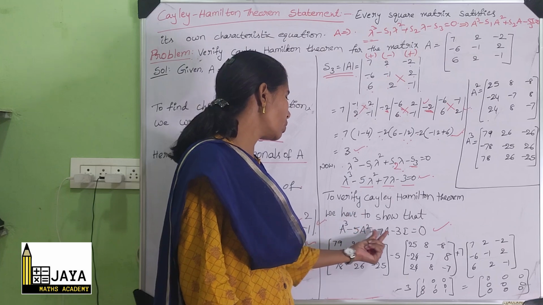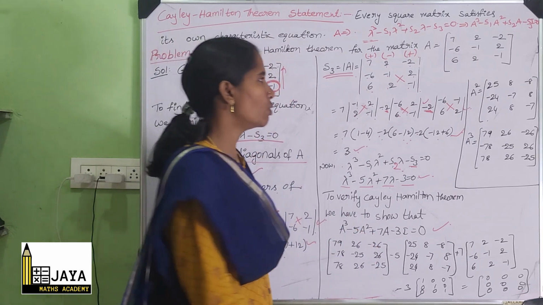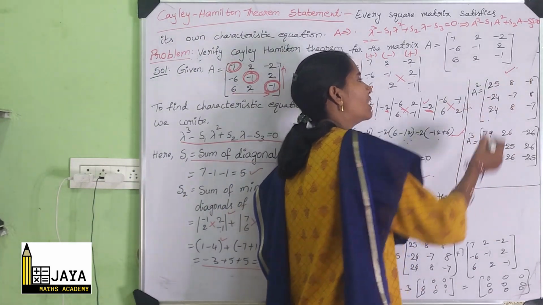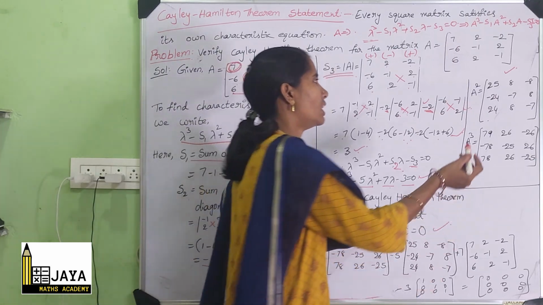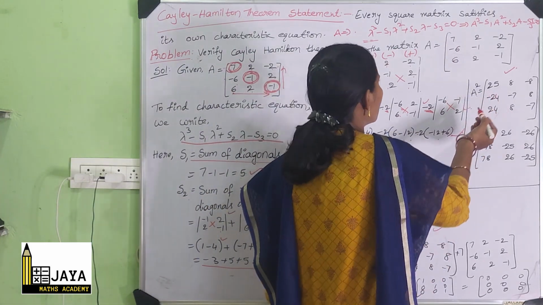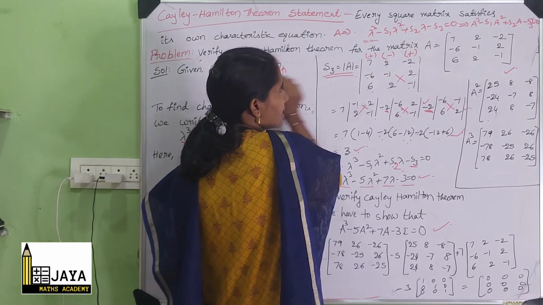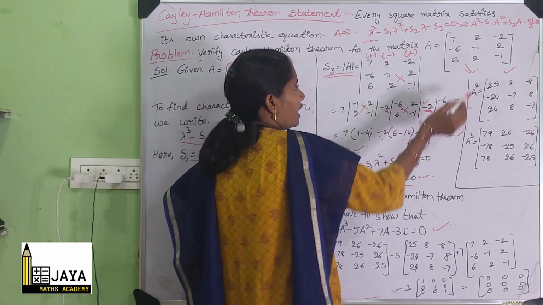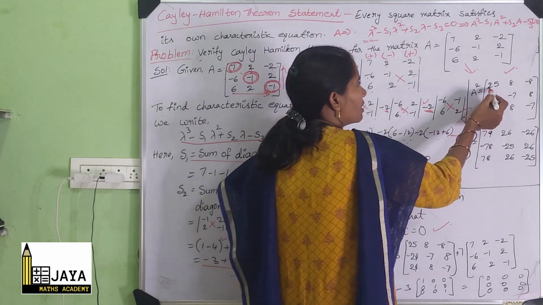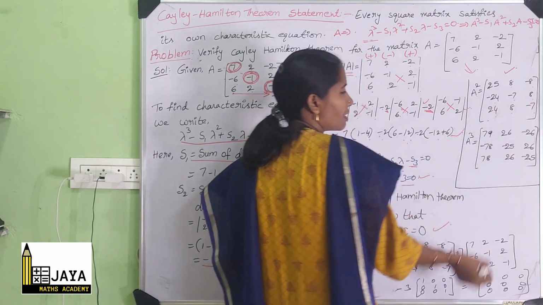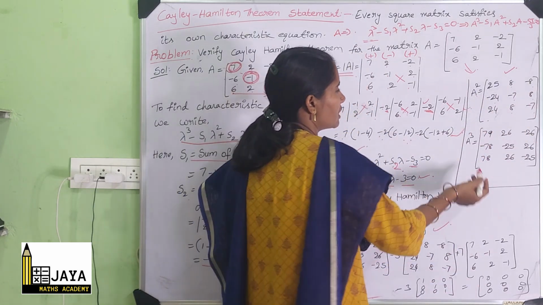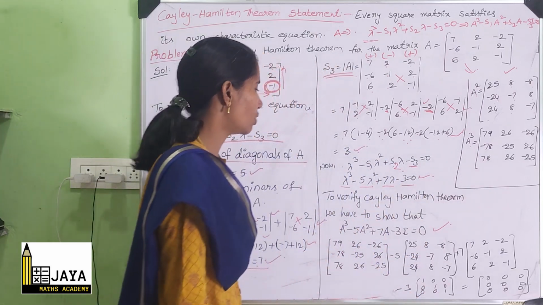Here A cube, A square are there. So A cube, A square we want to find. By the calculator you can find easily A square and A cube. You can see in the previous video. What is A square? A square is equal to A into A. Here A is there. This A into A you can get through the calculator. This is [25, 8, minus 8; minus 24, minus 7, 8; 24, 8, minus 7]. A cube also in the same procedure you can calculate. A cube also you can find.